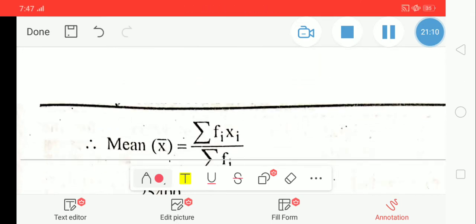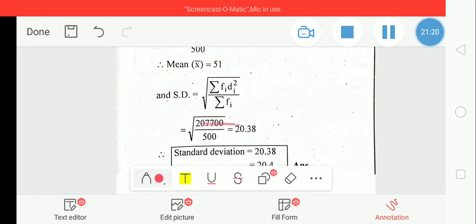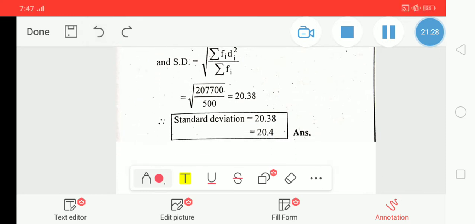Now we want to find the standard deviation. We write here summation of fi di square, 207700, divided by 500. So the value of the standard deviation is 20.38. Standard deviation is 20.38. We can also write 20.4 because here 8 is greater than 5, so we increase the next value by 1, so 20.4. This is the standard deviation.